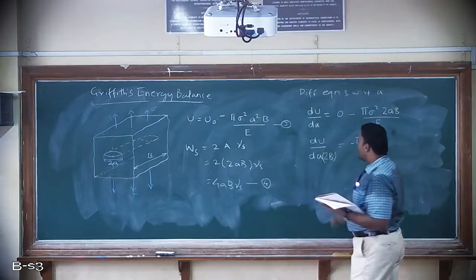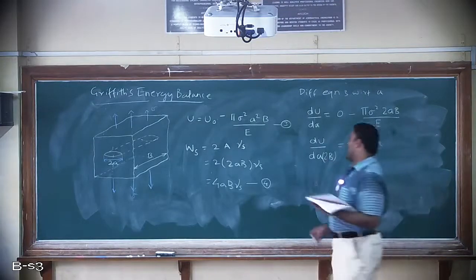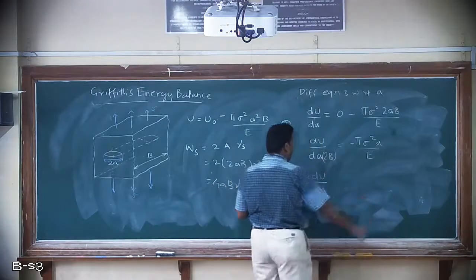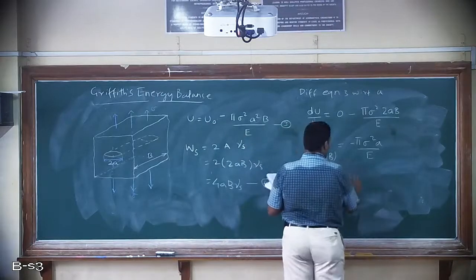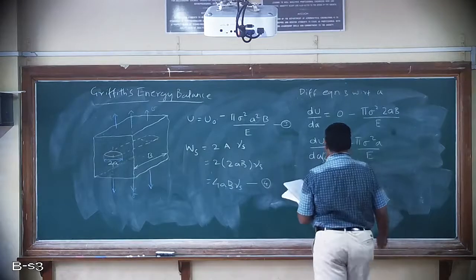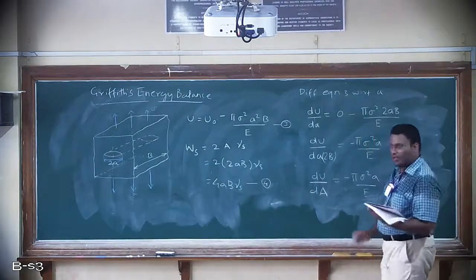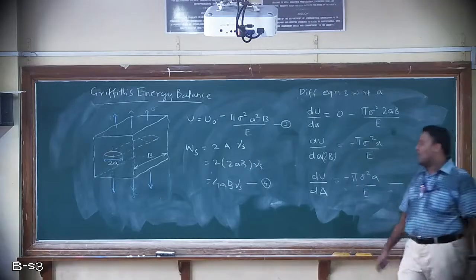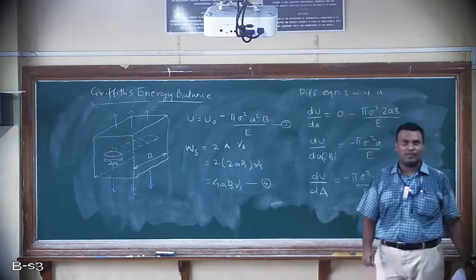Now what is this? 2ab, 2 into a into b, that is the area. So I'll write this as du by d into capital A. This will be equal to minus pi sigma square a by E. Let us take this as equation number 5. Clear? So you just note this down, because I'll be erasing, because now I have to differentiate equation 4 also with respect to small a.